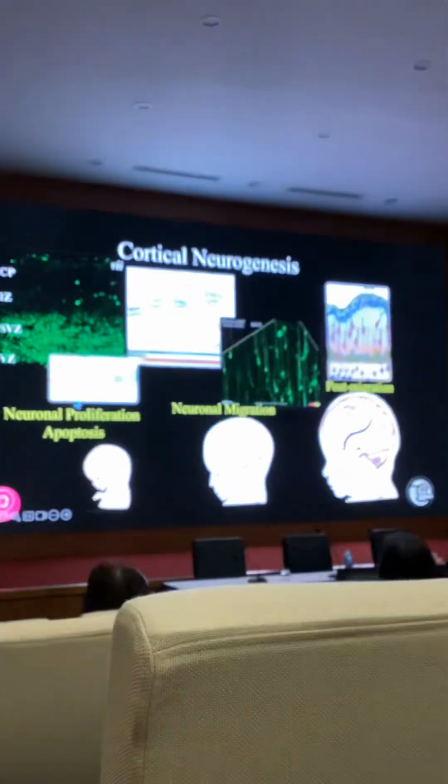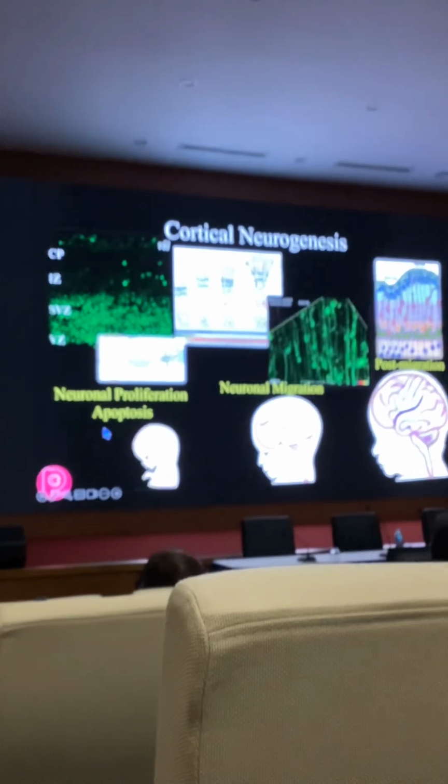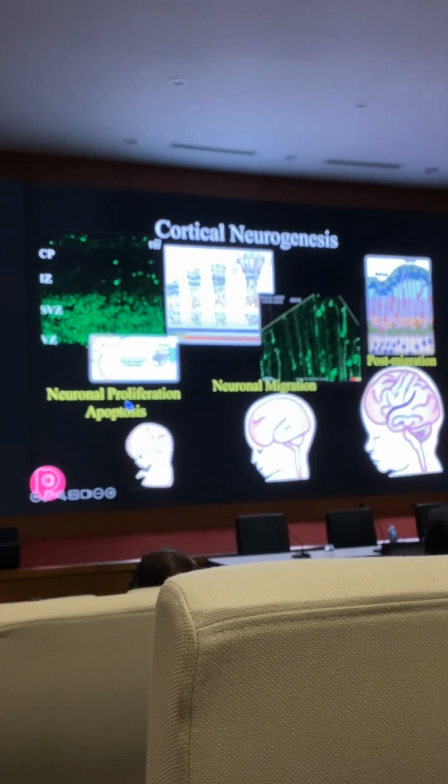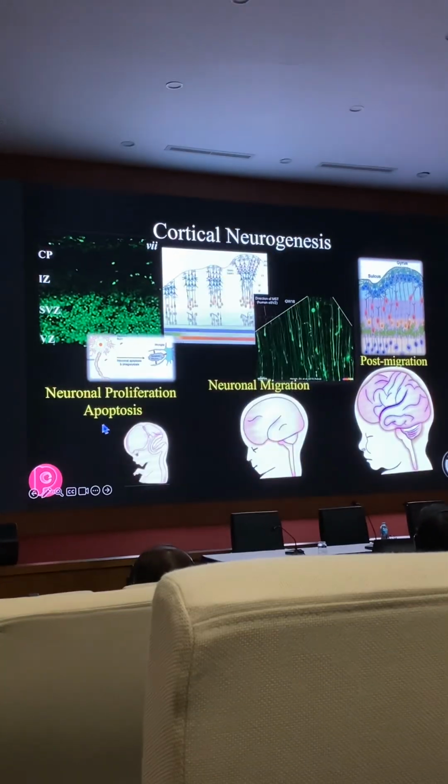Okay, so first, the cortical neurogenesis. The cortical neurogenesis has three steps. The first one is the neuronal proliferation and apoptosis. Proliferation means increasing cells, neural cells. And apoptosis, in contrast, means decreasing cells.